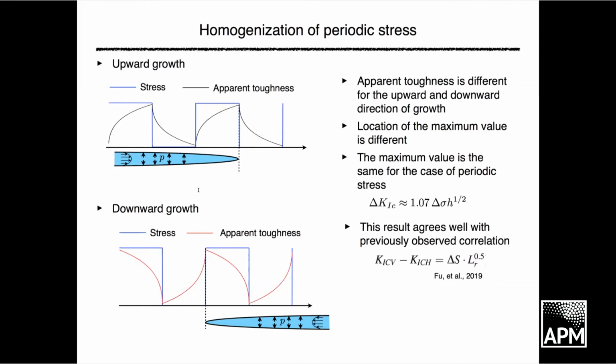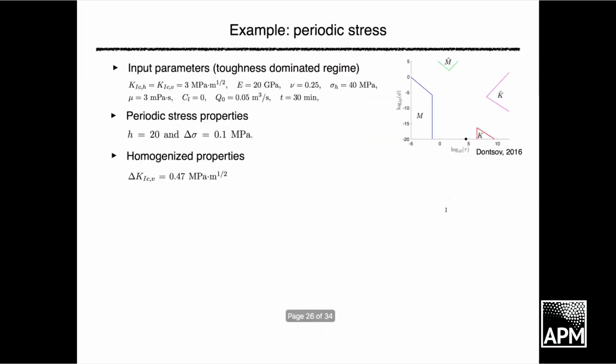If you do the math again, we find that for this particular case, this delta toughness is about 1.07 delta sigma times h to the 1/2. Again, delta sigma is the variation of your stress and h is the layer size, which compares very well to what they observed numerically previously. But again, this is based on theory, on this analysis of the near tip region. So let's see what the consequences are.